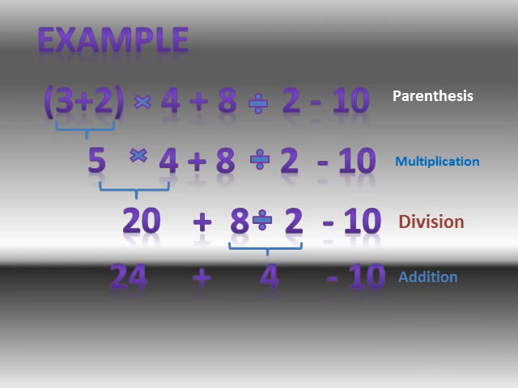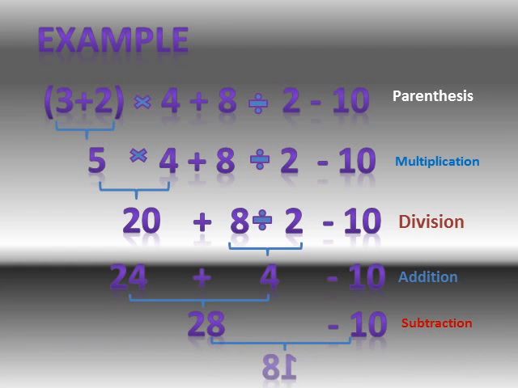And then the next one would be addition. Is there addition in it? Yes, there is. That's 24 plus 4. Let's answer that. That's 28, and let's bring down minus 10, and of course the last one would be subtraction. So that's your answer.